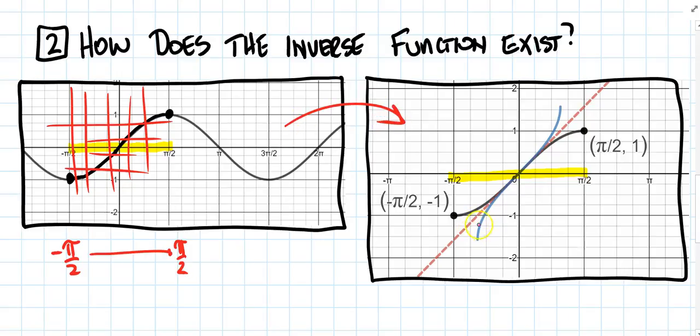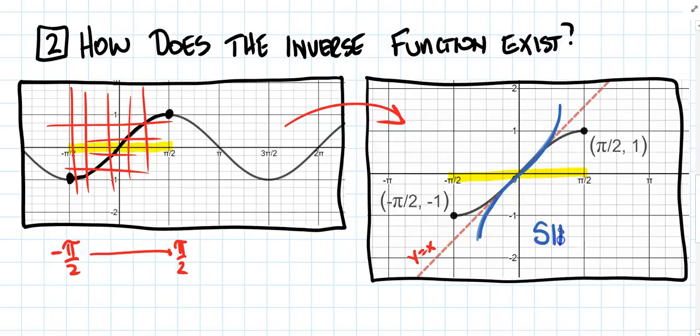The black graph, again, is the graph of sine. I have the points (negative pi over 2, negative 1) and (positive pi over 2, positive 1). The red line that you see here, of course, is the line y equals x. So if I was to think about reflecting this black part of the sine curve over the line y equals x, the part that I would get is the blue curve. And the blue curve is the graph of the inverse sine function.